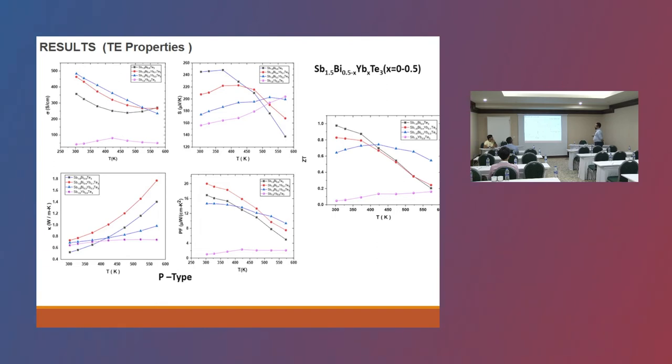And the Seebeck coefficient again decreases because the electrical conductivity increases. It might be because of the charge carrier concentration change with the ytterbium. And the thermal conductivity strongly depends on the electronic and lattice parts. So the electronic part is dominant here too. So the thermal conductivity also increases with the content of ytterbium. However, when we look at the power factor and compare it with the thermal conductivity, we see that ytterbium is not very effective at enhancing the ZT value for the p-type materials.